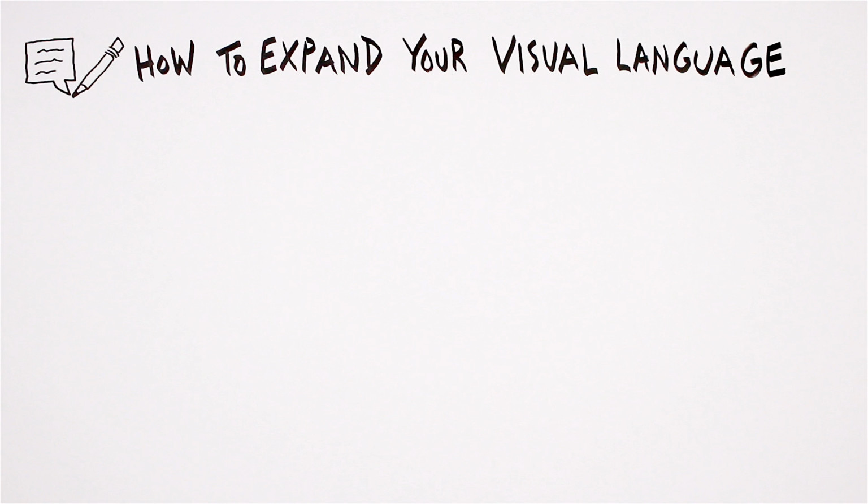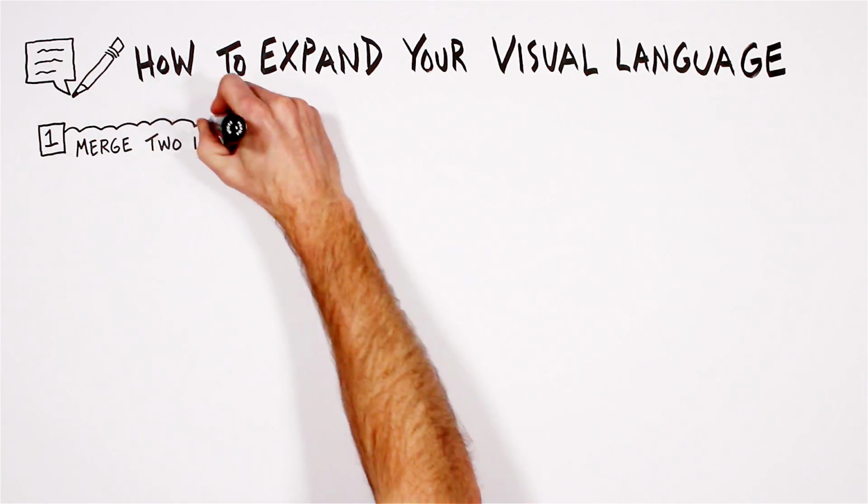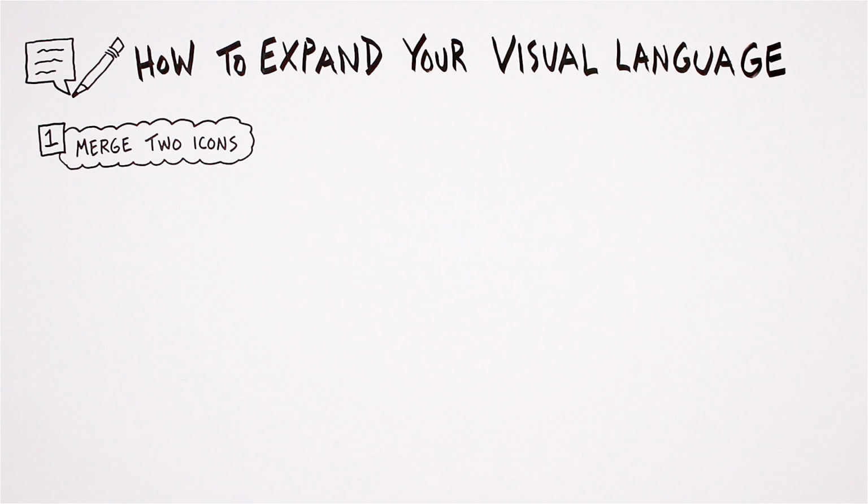So that's the question that we're going to explore today, and I have 3 specific tips, 3 ways to approach this question, 3 ways that you can go about expanding your own visual language. The first thing to try out is simply merging 2 icons. Once you've gotten comfortable drawing some simple icons, start experimenting with what it might look like to merge 2 icons that initially are totally unrelated.